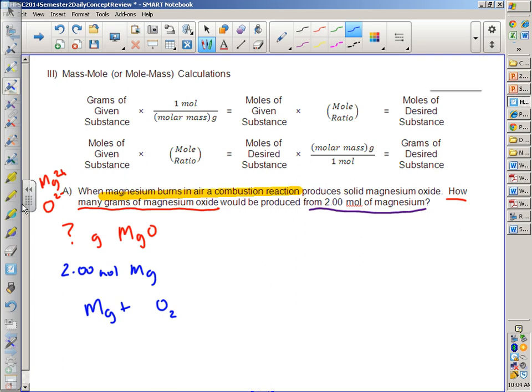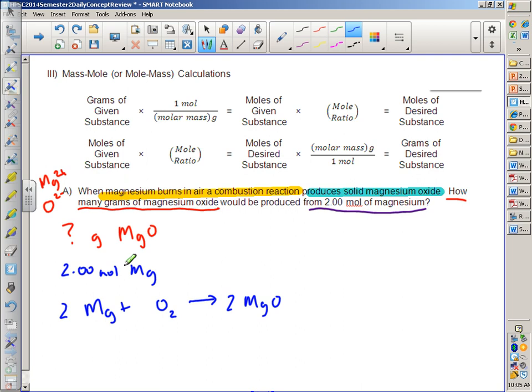And then, as far as the products go, pretty straightforward. It told us that this reaction produces magnesium oxide, and we just figured out earlier the formula for magnesium oxide looks like this. Is that balanced as written? It is not. It's pretty easy to balance though. Okay, good there? Now, let's go through and start doing this.